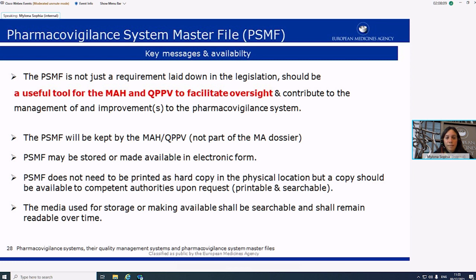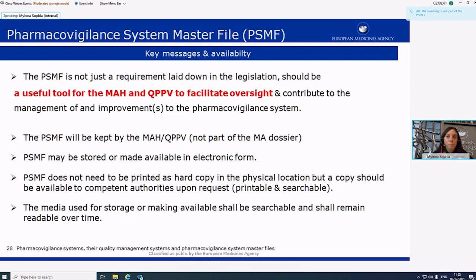And now maybe we can highlight some key messages for the PSMF and also the availability of the PSMF. As previously said, you should try and create this file to be a useful tool for the marketing authorization holder and the QPV, and to facilitate oversight, because this is the main reason it's kept by the MAH. Of course, it can be stored or made available in an electronic form.